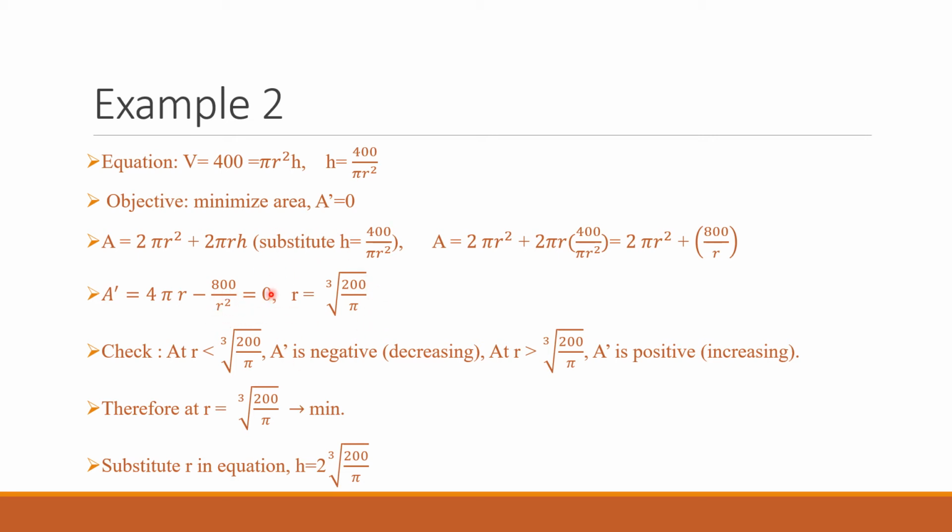r is equal to this quantity. That's not it. I need to check. So I'm going to check. I'll choose any point smaller than the r value, and I found that it is negative, so it's decreasing. And then I will substitute in the derivative with r greater than the critical number, any point I want to substitute with, and you're going to find that it's positive, so it's increasing. So this means that at r equal cubic root of 200 over pi, this is the minimum. I just substitute in the equation to get the height.